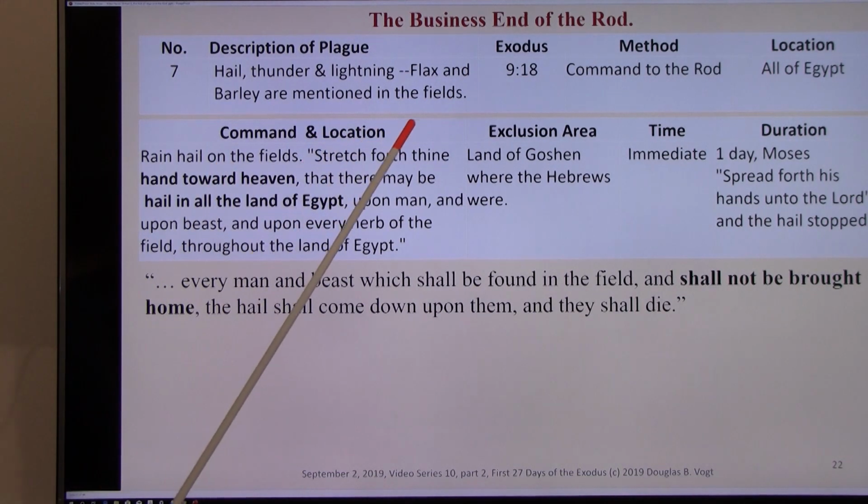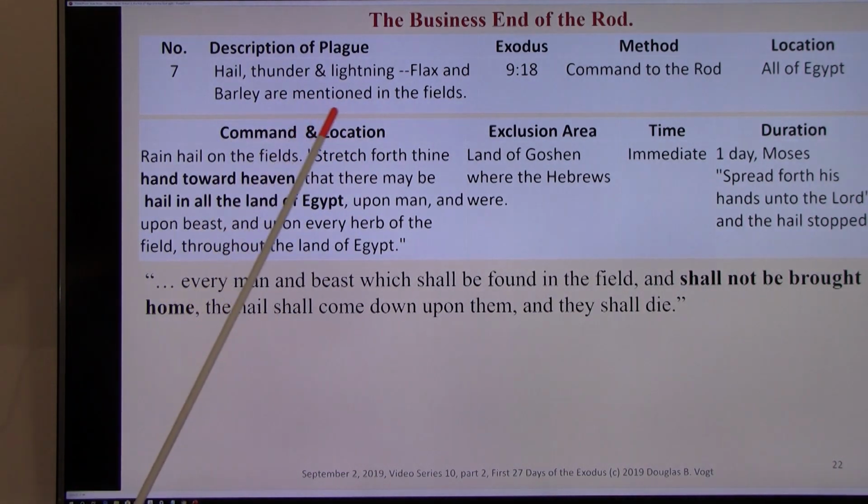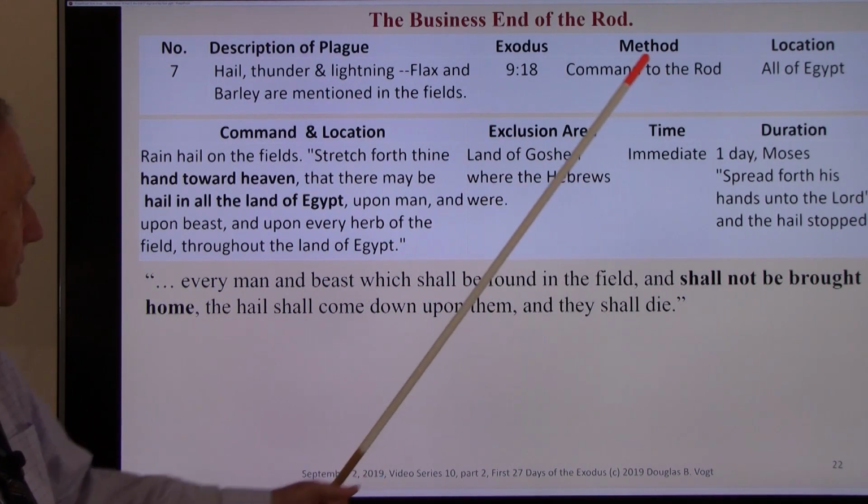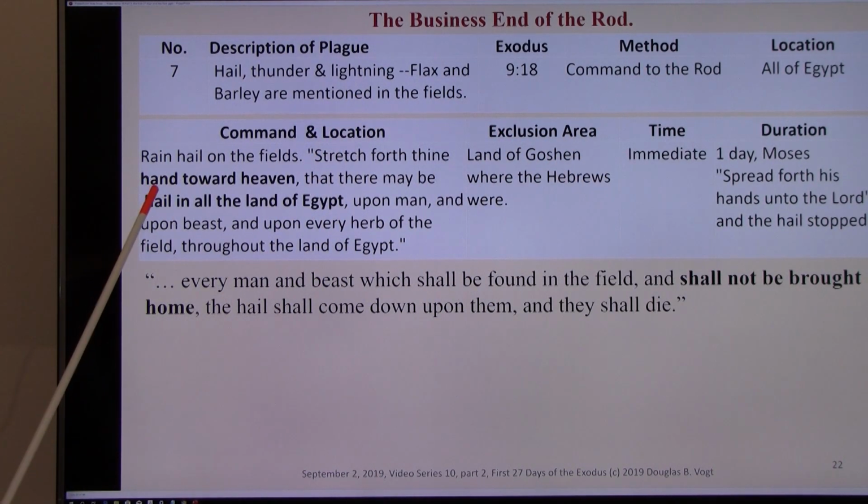Hail, thunder, lightning, and barley and stuff like that is mentioned. The description of the plague. The command again is to the rod. The command is stretch forth thine hand again. What's in the hand? The rod. Towards heaven, that there may be hail in all the land of Egypt, upon man and upon beast and upon every herb of the field throughout all the land of Egypt.